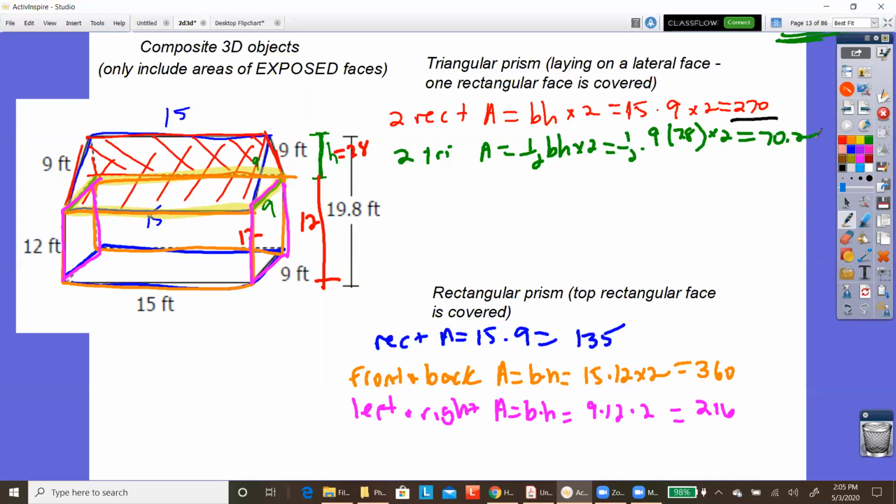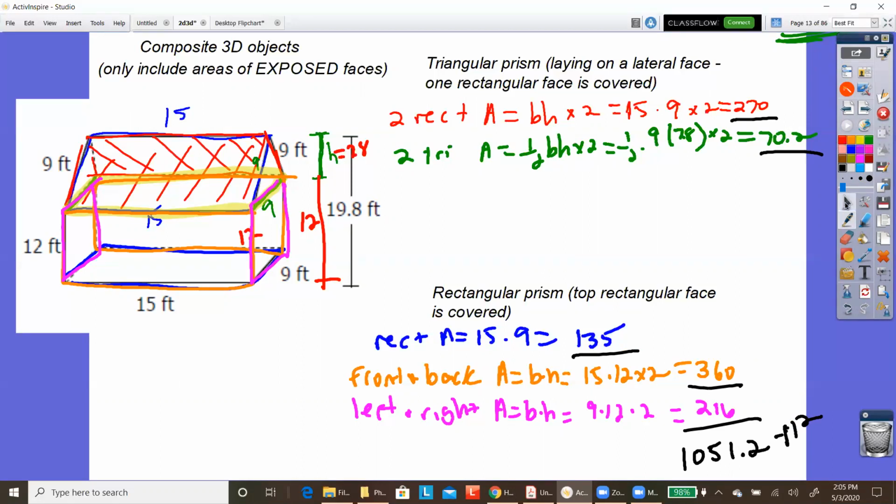So now I can add all of these numbers together. And if I add all these numbers together, I get a grand total of 1,051.2 square feet. Okay.